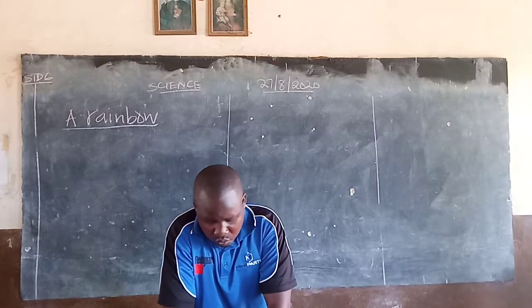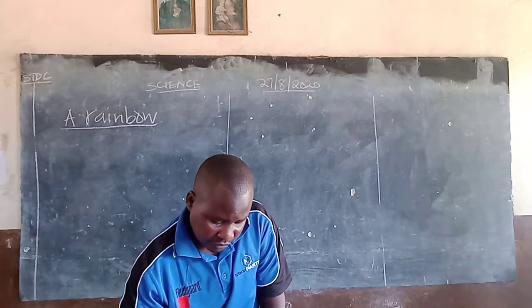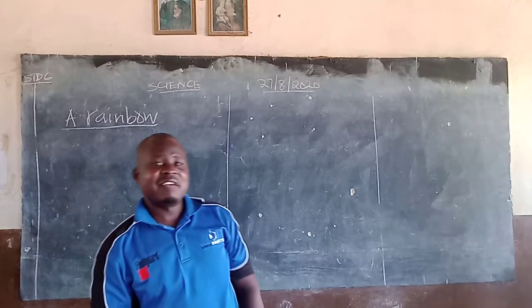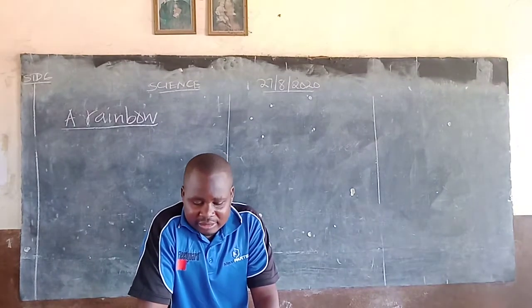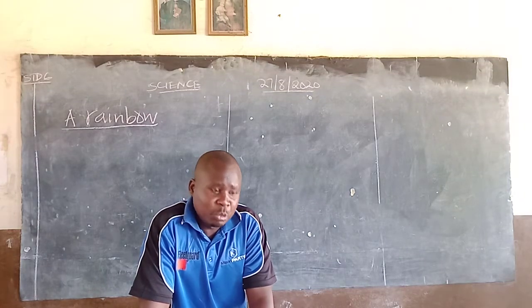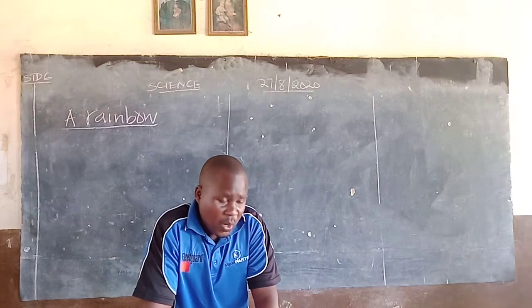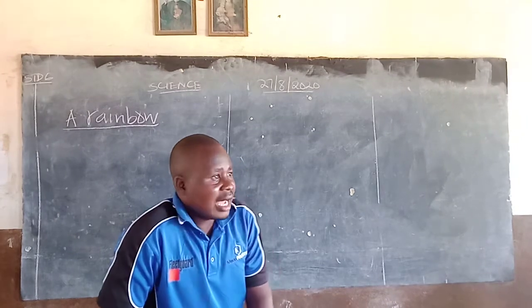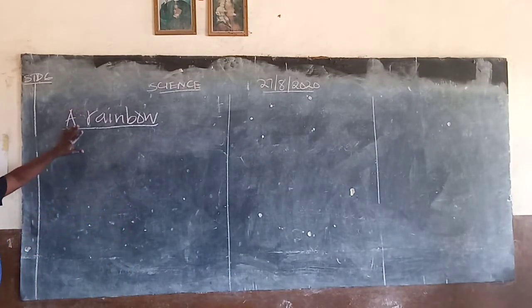Now, I would also want us to see the colors of a rainbow. Rainbow is made up of 7 colors. The colors result from the splitting of white light. For a rainbow to be formed, there must be a splitting of the white light.